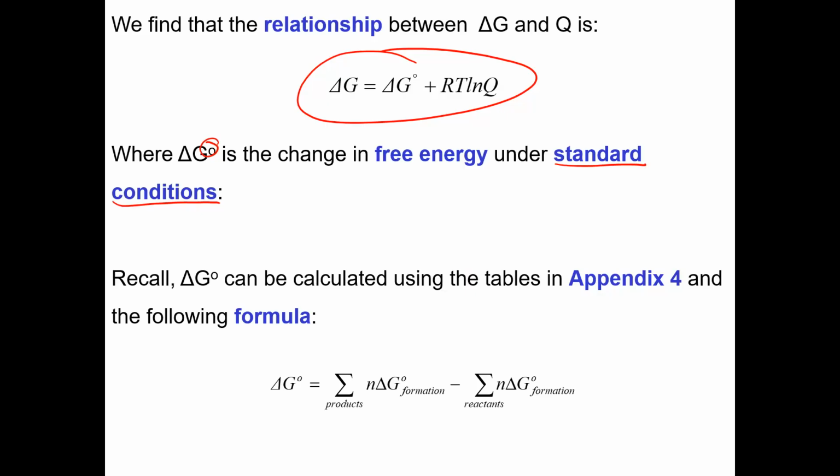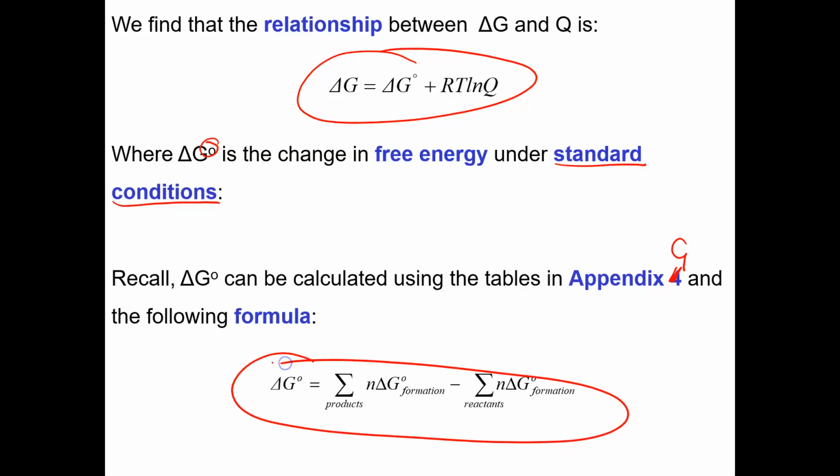Now, recall that using the values that are in the appendix, it's actually appendix G, and this formula here, we can always calculate the standard Gibbs free energy change for a chemical reaction. So all we have to take note of is the standard Gibbs free energy change of a reaction is equal to the sum of the Gibbs free energy of formations of all of the products minus the sum of the Gibbs free energy changes of formation for all of the reactants. So you're just going to do products minus reactants.